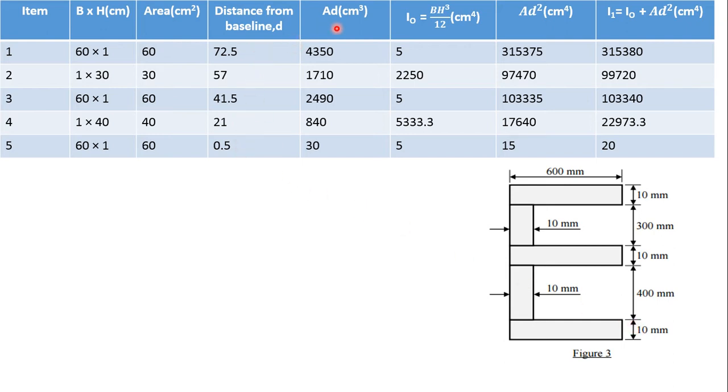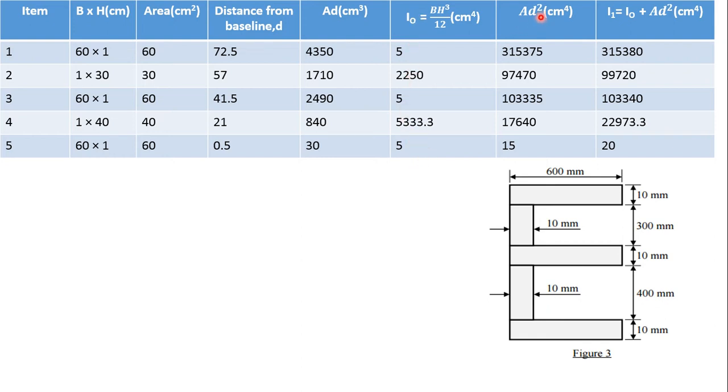Next you have to find the AD. AD is area times distance. You multiply them together, you get the answer. After AD, you have to find the IO, which is basically BH cubed over 12. So you do the calculations and you get the answer.